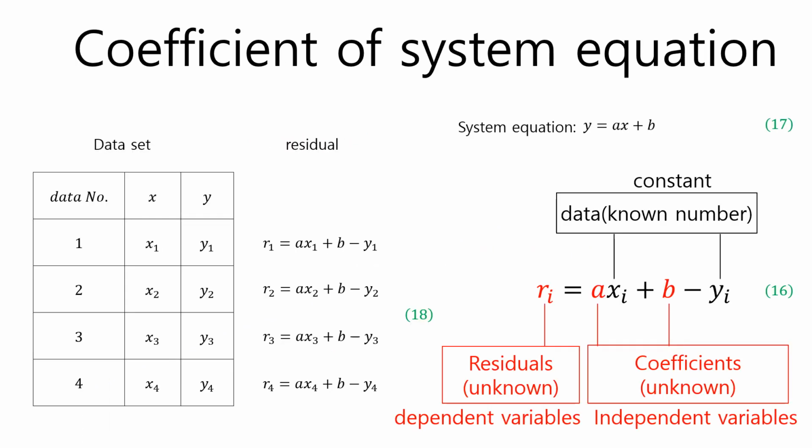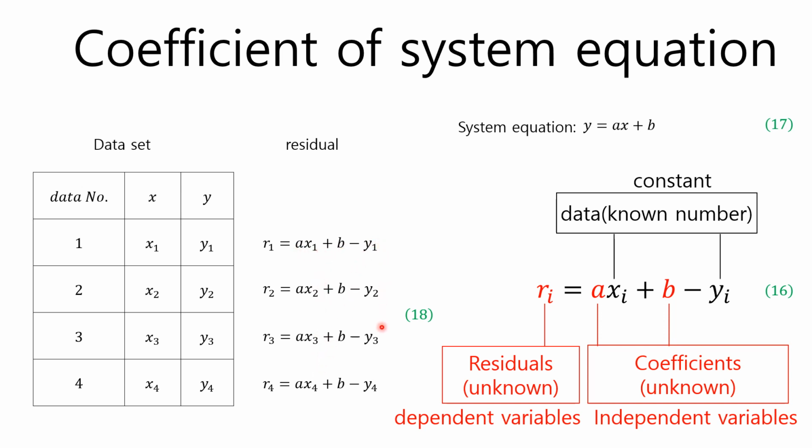Before deriving the formula for least squares regression, let's make sure we remember something about the coefficients of the system equation. No matter what the system function is, the coefficients of the system equation we want to find are unknown variables, and the data are constants because they are all known values.